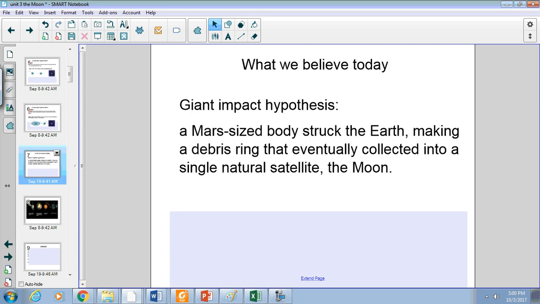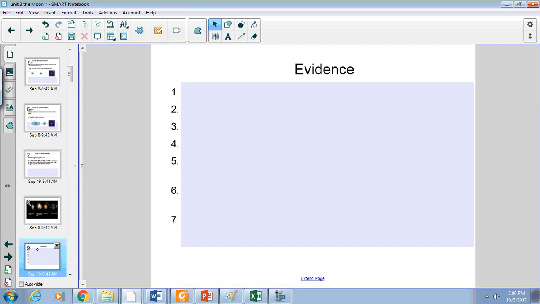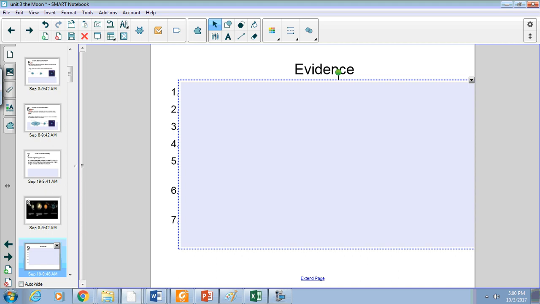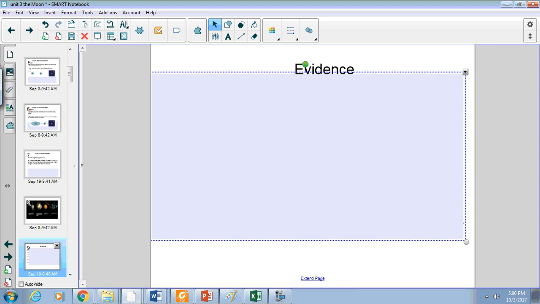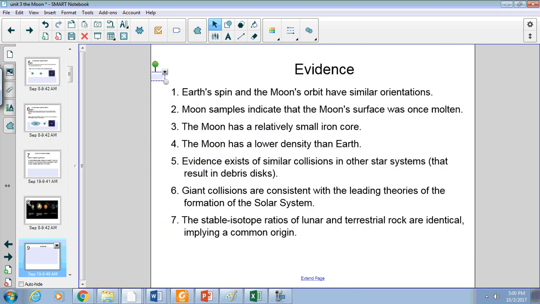So, why do we believe this? Let's take a look. We have a few pieces of evidence that we can look at here. Evidence number one. Earth's spin and the moon's orbit have very similar orientation. They're very close. They look almost the same. All right, then. Let's go on to two.